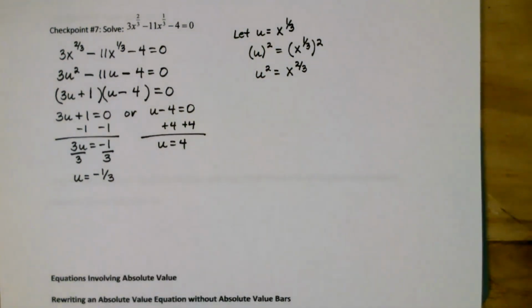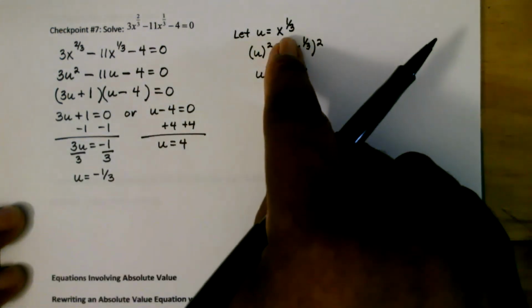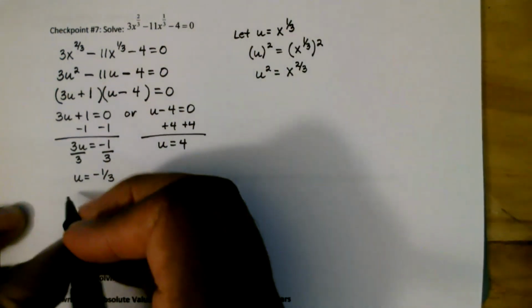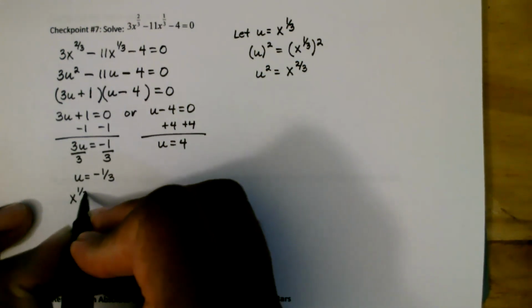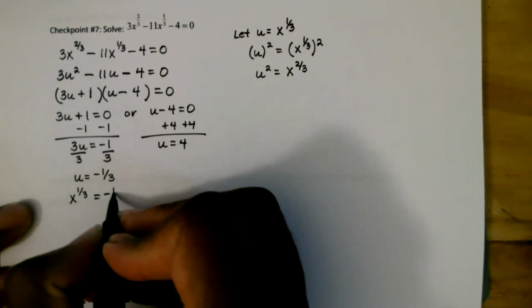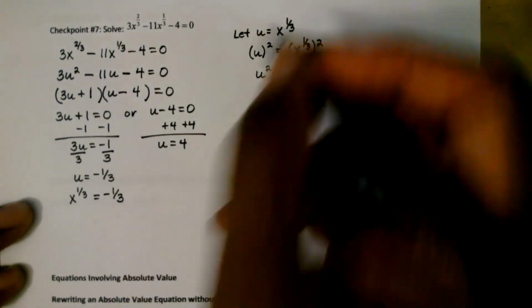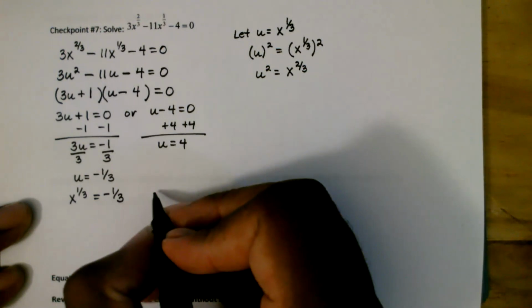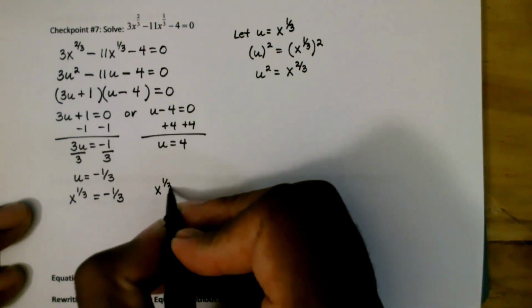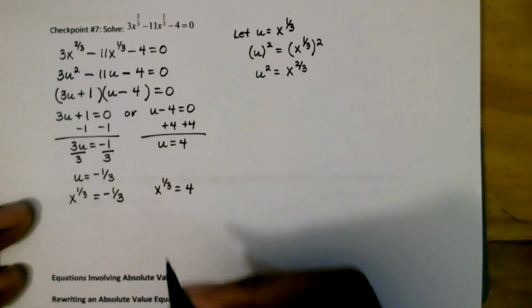Now you can't end that problem right there because it began as a problem in terms of x. We need to end it in terms of x. So that u was equal to x to the 1/3. So we're going to substitute the u with x to the 1/3, and that's equal to negative 1/3. And the u equal to 4, well, we let u equal x to the 1/3, so we substitute x to the 1/3 in for u.